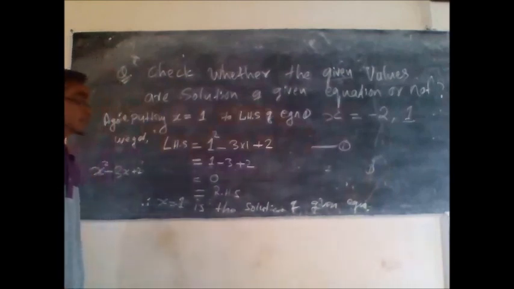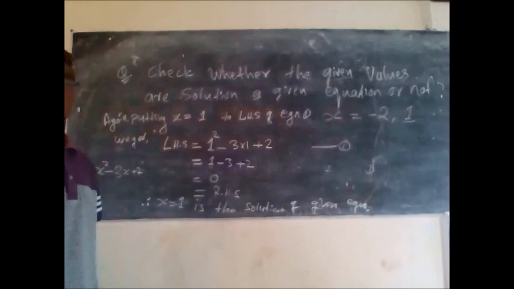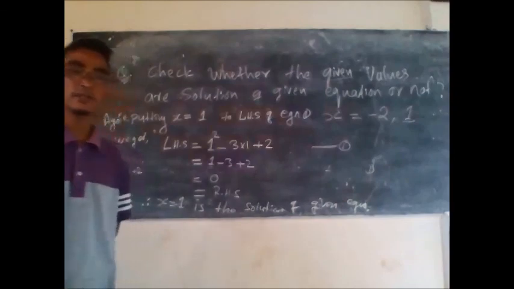So minus 2 is not a solution of the given equation, but x equal to 1 is a solution of the given equation.